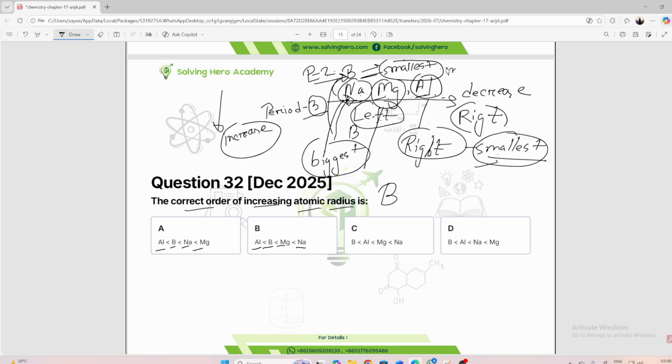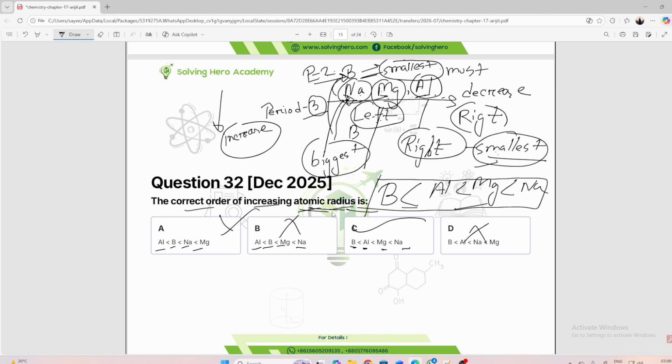So smallest, I mean most smallest. Then which one is the smallest? Aluminum. Then which one comes? Magnesium. Then which one is the biggest one? Sodium. So this is the correct order of atomic radius. Am I clear? So this is the correct order: boron, aluminum, magnesium, sodium. This is the answer.